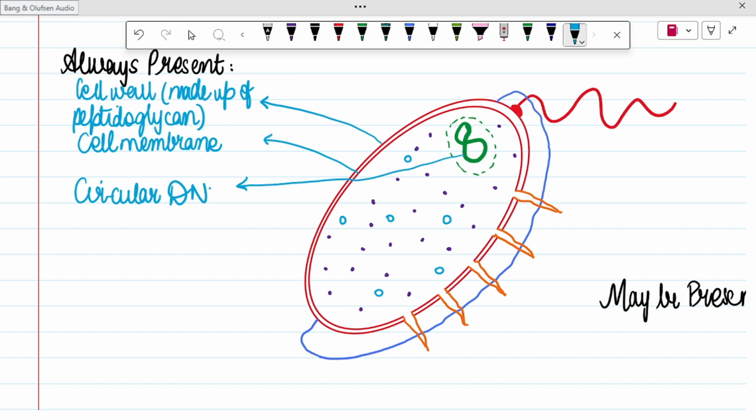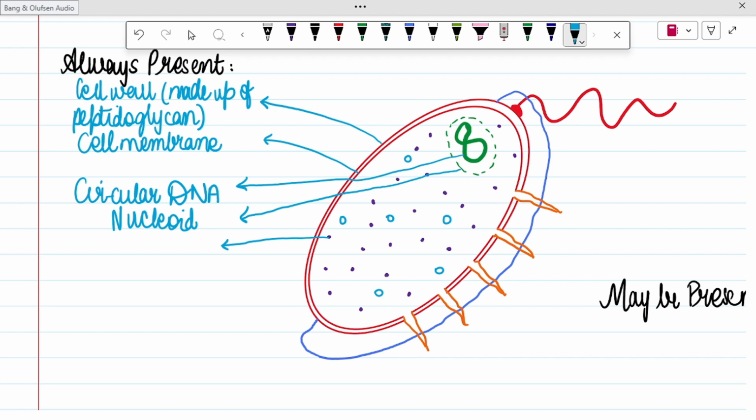Circular DNA. The next thing, your circular DNA is surrounded by a discontinuous type of membrane, and this is known as nucleoid. Here you have ribosome. कौन सा ribosome? Your 70S ribosome. 70S ribosomes आपको तीन चीजों में नजर आते हैं: in your mitochondria, in your chloroplast, and in your bacterial cell.